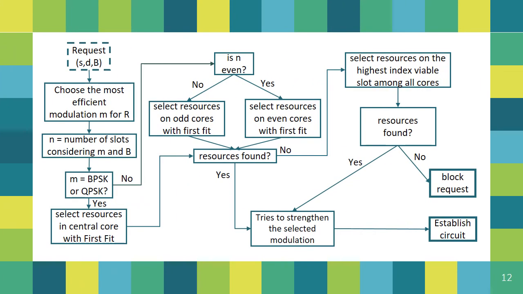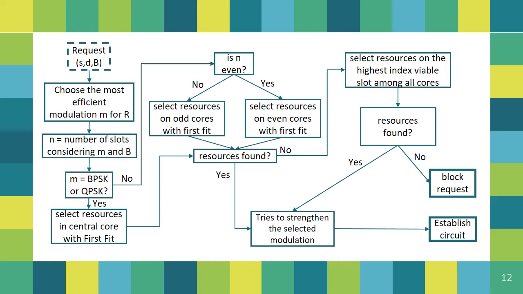So this is the flowchart of our proposal. We consider that the routing problem will be solved by the Dijkstra algorithm. After choosing the correct route, the proposal tries to select the most efficient modulation for the selected route. After the modulation is defined, we can know the exact number of slots that should be allocated for this new circuit. The first step is to analyze the modulation.